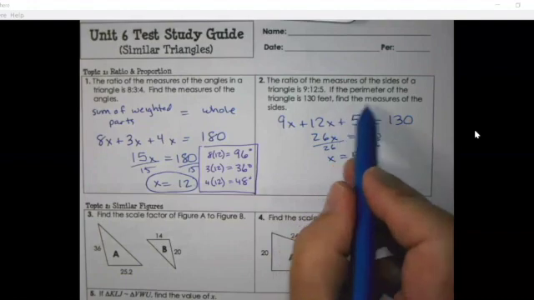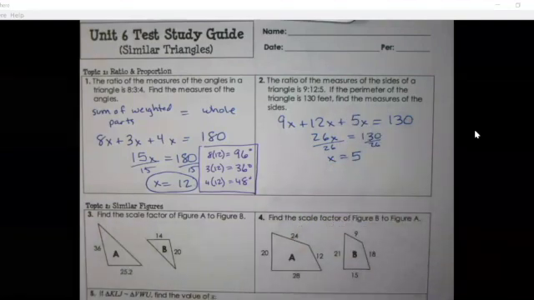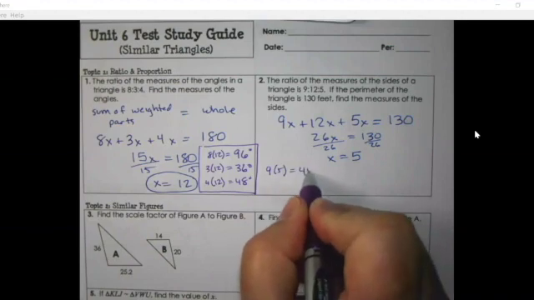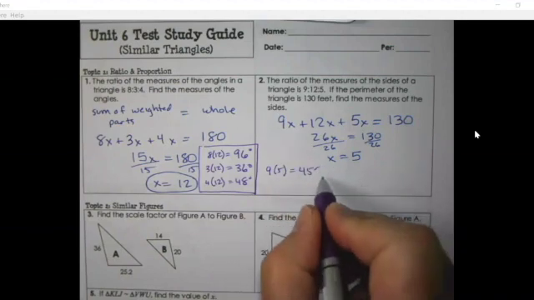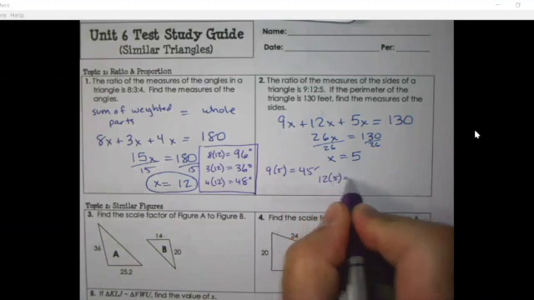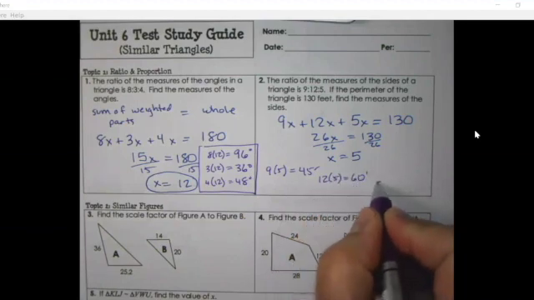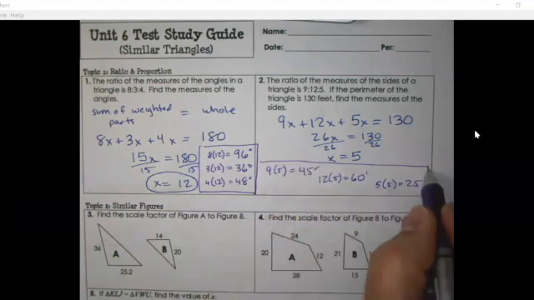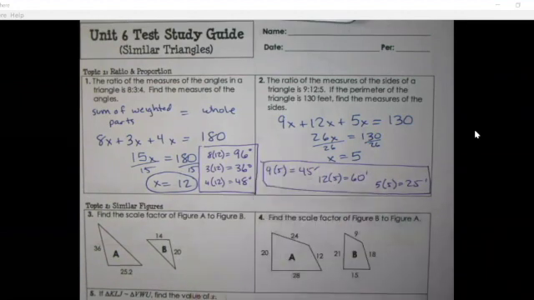But again, we're looking for the measures of the sides. So we would say the 9 ratio piece is 45 feet. The 12 times 5 would equal 60 feet. And the 5 times 5 would equal 25 feet. Those are the 3 lengths of my sides.